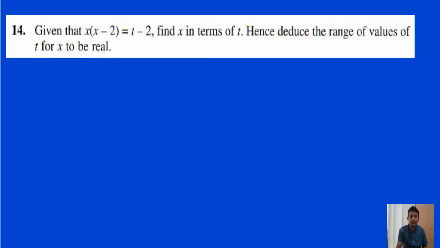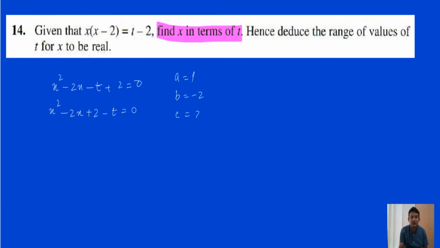Question number 14. Given this equation, find x in terms of t. This is very important, especially in functions, when we make x the subject. Here it's written, find x in terms of t, which means we have to make x the subject. x squared minus 2x minus t plus 2 equals 0. This is a quadratic form, and normally this is my way: I always write the positive value first, like plus 2 and minus t. Okay, a is 1, b is minus 2, and c is 2 minus t.